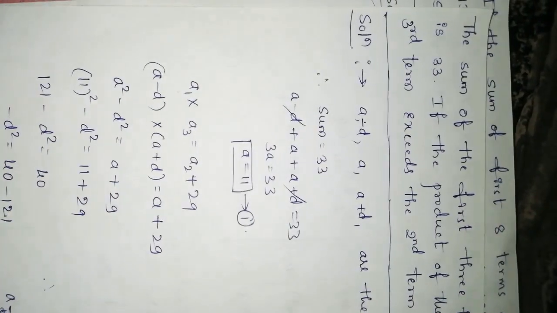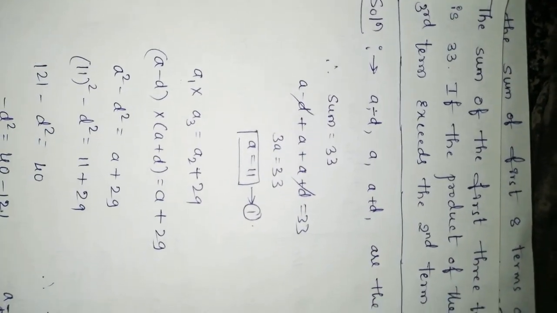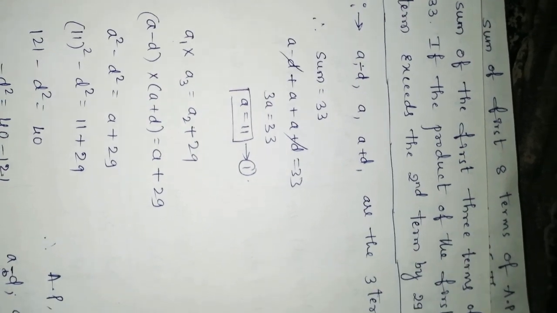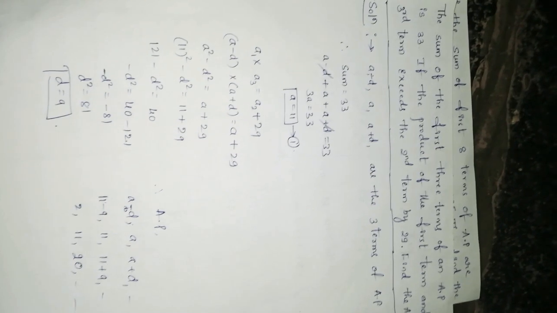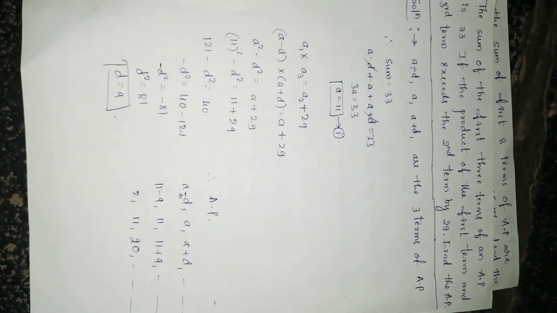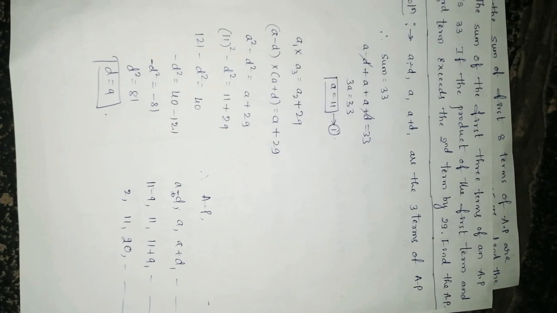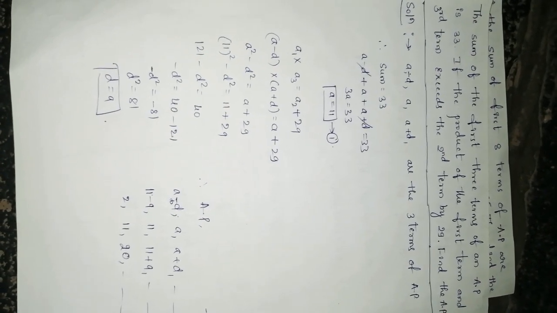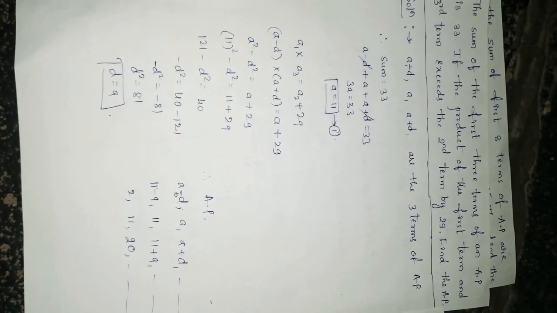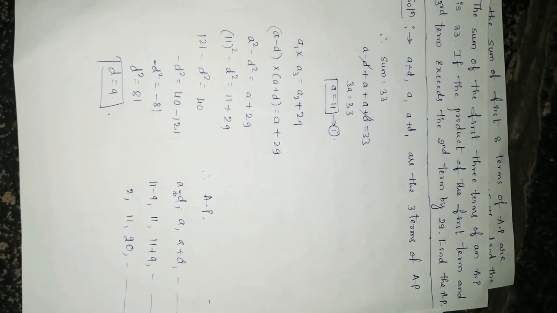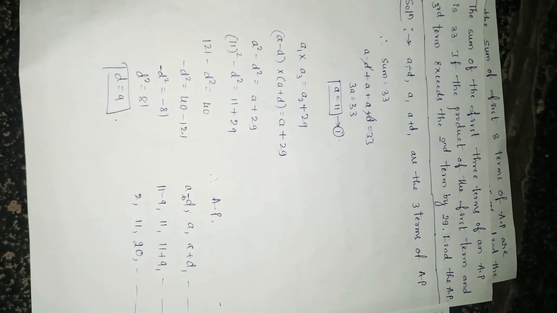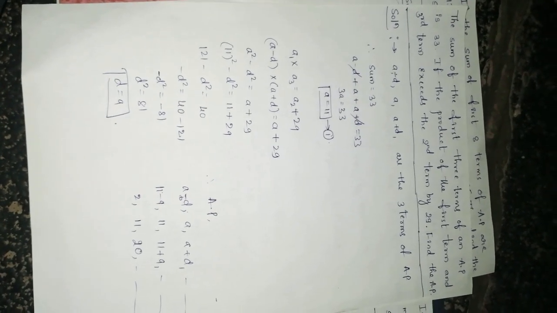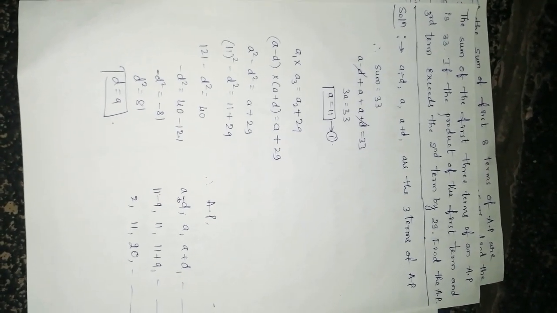Yes, my dear students, here is one more problem. I will read: the sum of the first three terms of an AP is 33. If the product of the first term and the third term exceeds the second term by 29, then find the AP. I will repeat: the sum of first three terms of an AP is 33. If the product of first term and third term exceeds the second term by 29, then find the AP.